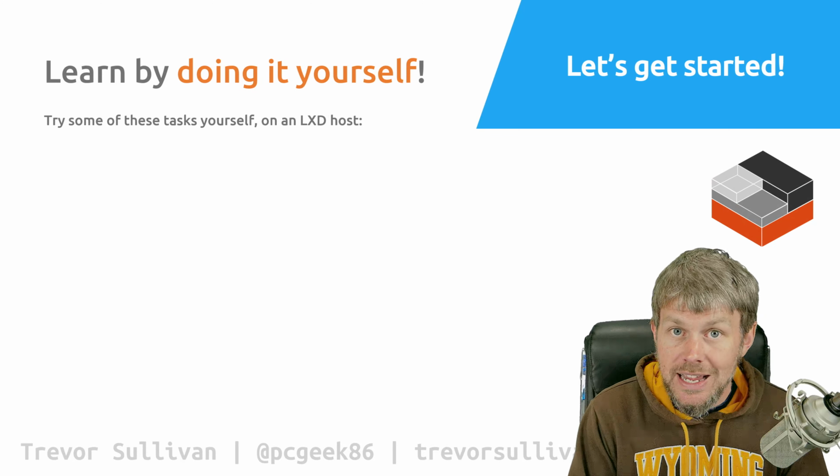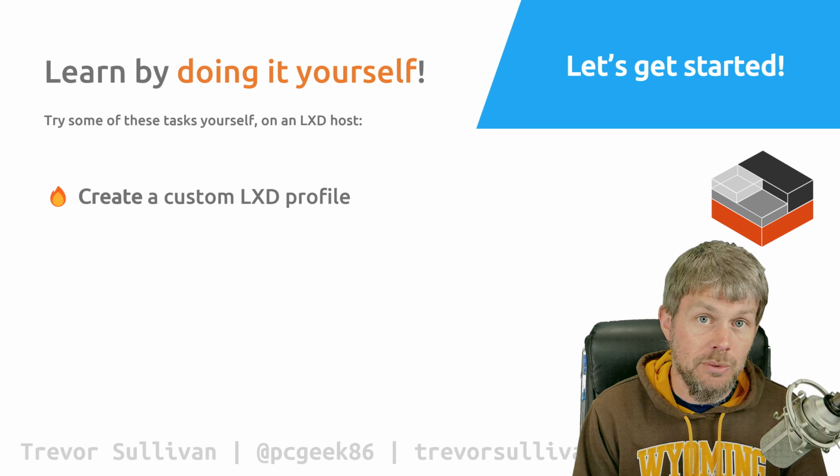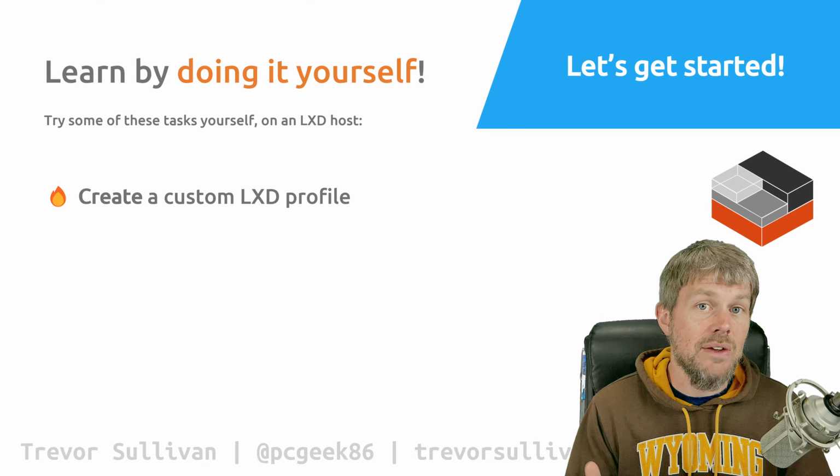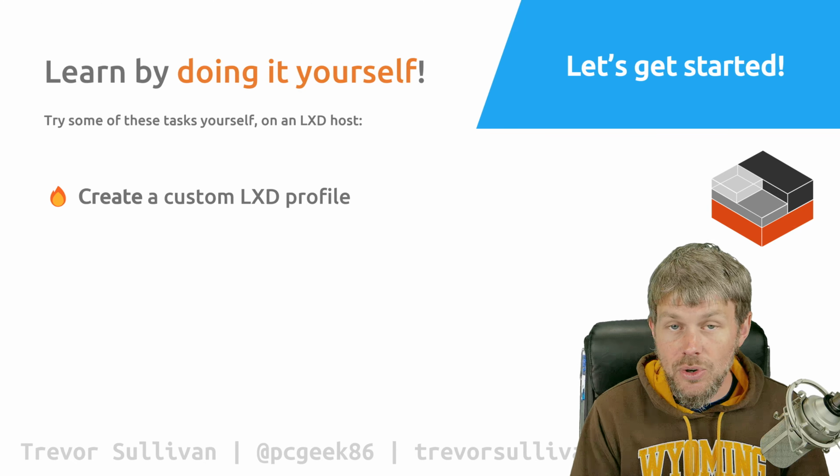And we're going to be going through some of these in our demonstration section of this video. So first of all, just start out by creating a custom profile. It's really easy to do. All you have to do is specify LXD profile create, give it a name, and then you're going to start with an empty configuration block that you can add instance options to if you want to customize your VMs.